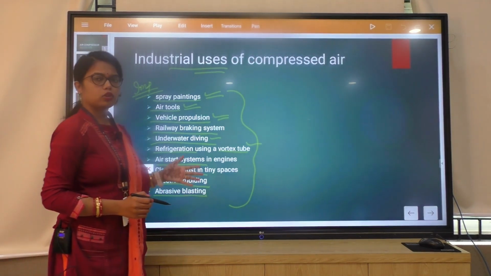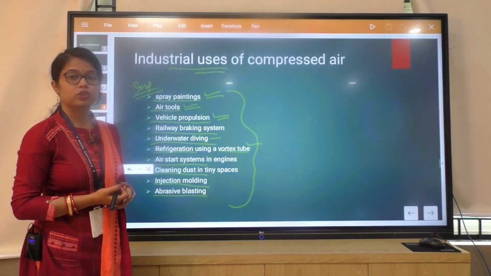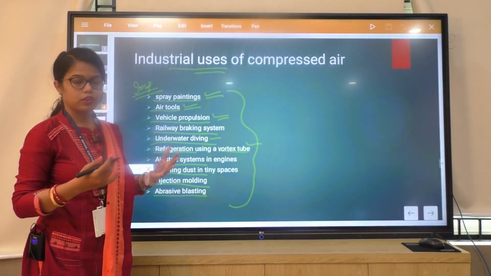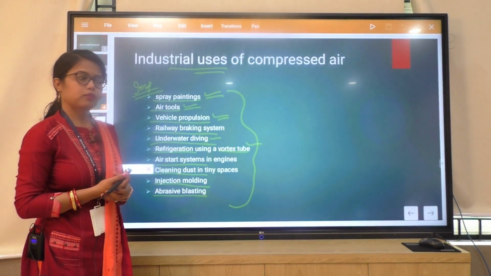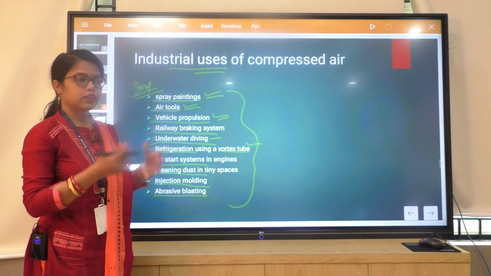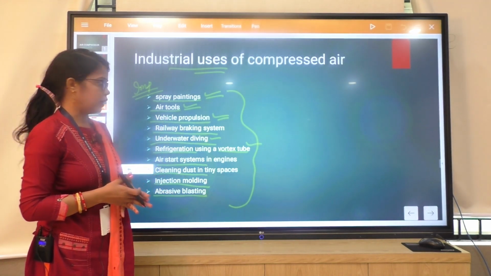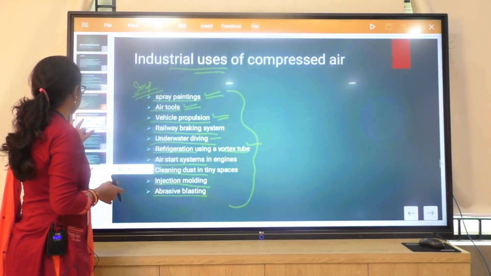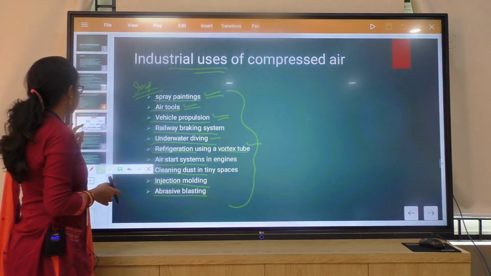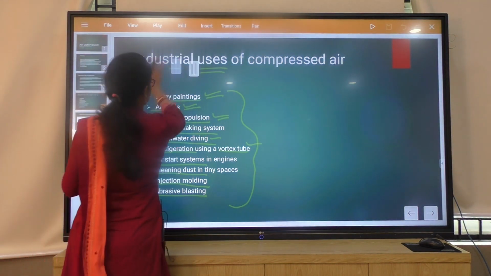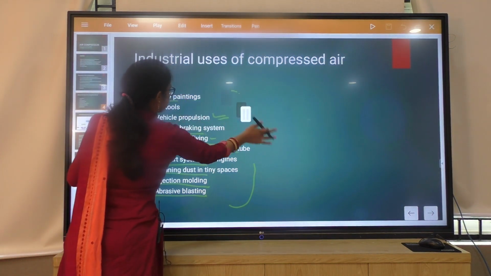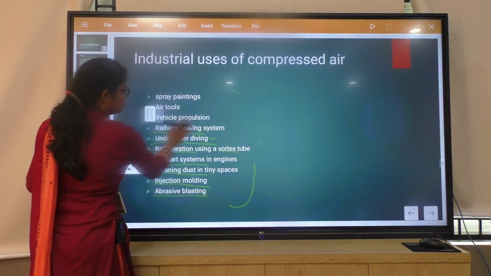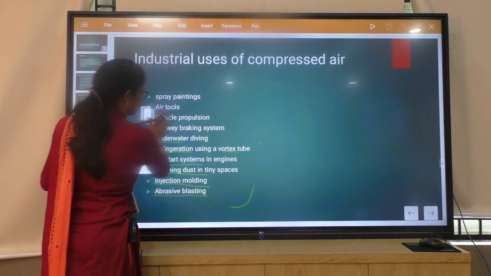Apart from this, there are also various applications in your textbooks. You can refer to your textbook. It will definitely be helpful for you, to see where we can utilize compressed air. Okay. So, next coming to the classification, I am telling you how you can classify the air compressor.